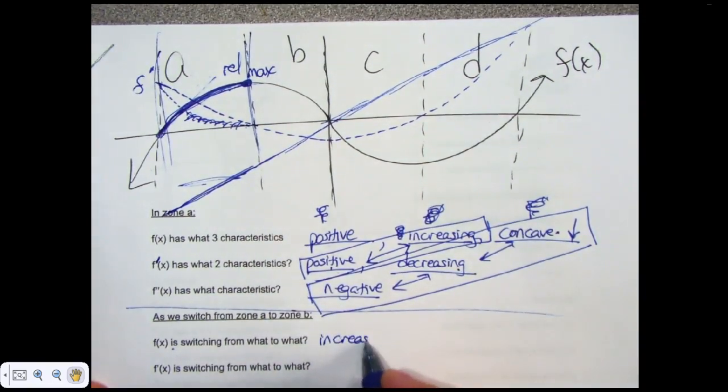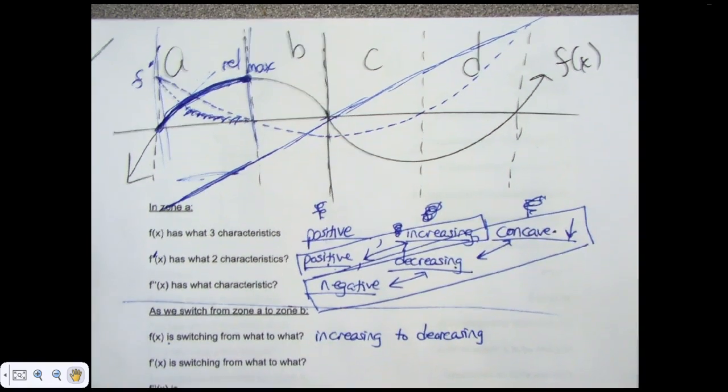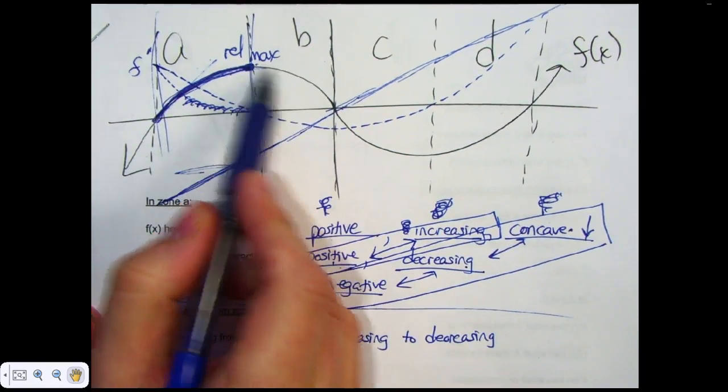I can't show everything. I'll try to go back and forth, I guess. Make sure you don't say from positive to negative. If you say positive to negative, what you're saying is from above the axis to below the axis. That's not what you want to say. You want to say f prime of x was increasing, and then it was decreasing.